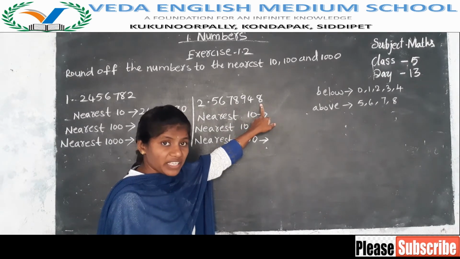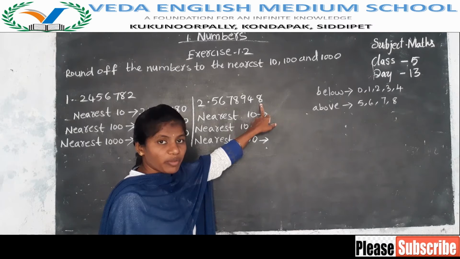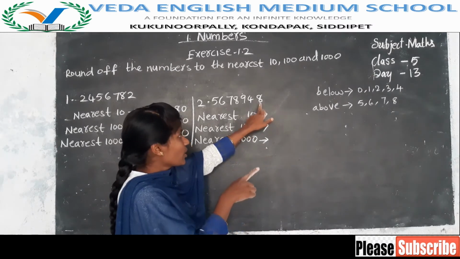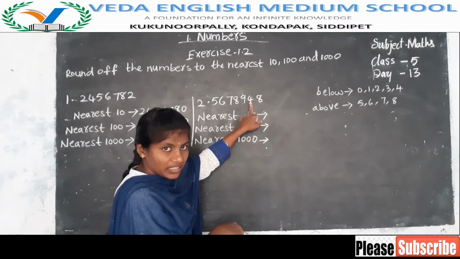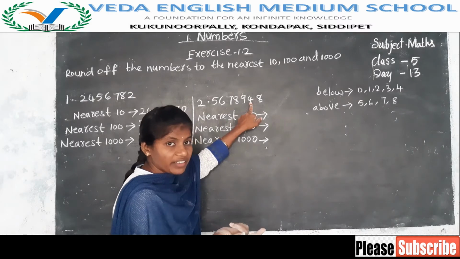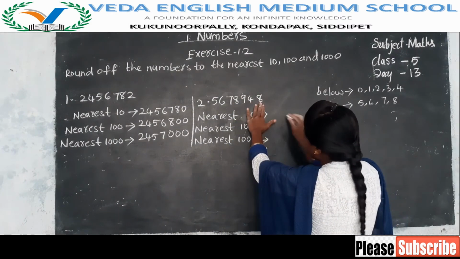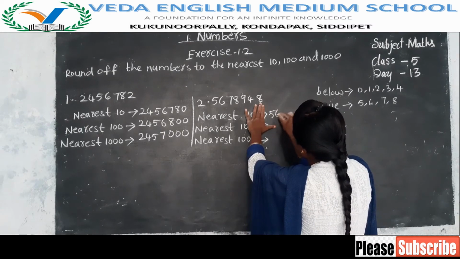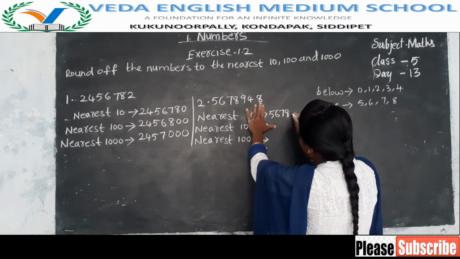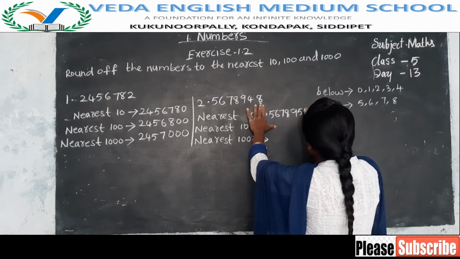What do you have in the ones place? 8. 8 is above 5 number or below 5 number? Above number. Above number is the next number increase cheyali kada. Increase 4 by one time, then what you will get? 5. So write after here as it is, then write here 50. 5, 6, 7, 8, 9, 5, 0.